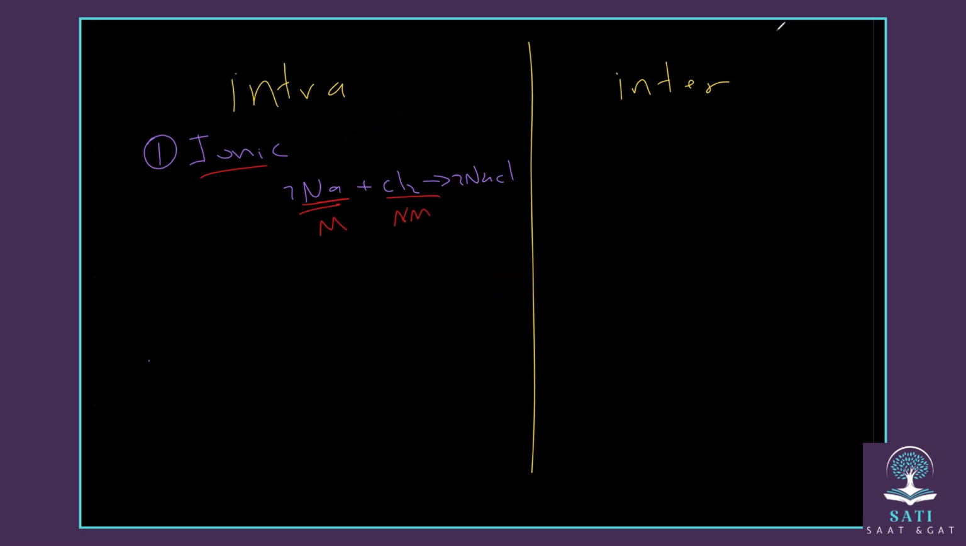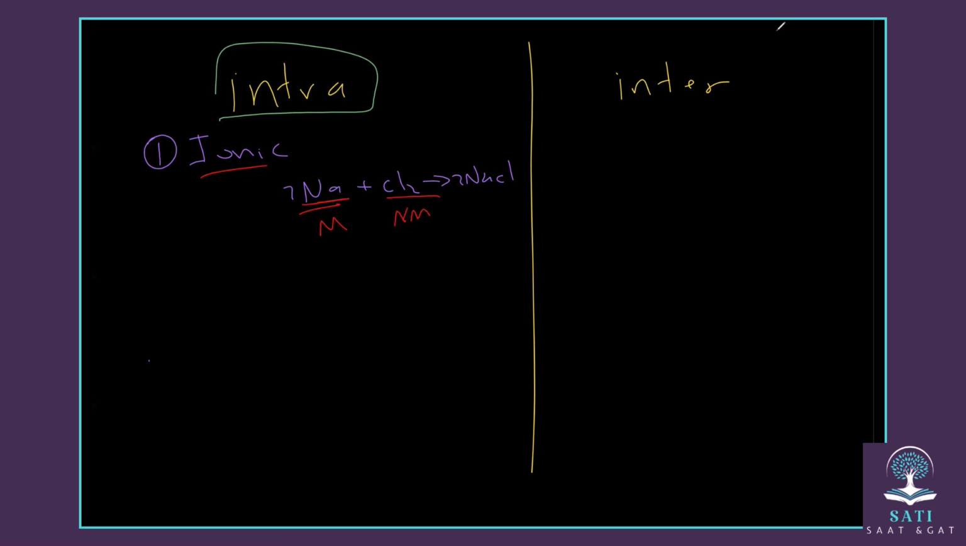This one is non-metal. So that means the attraction inside the molecule between metal and non-metal atoms, which is a result of losing and gaining electrons, is called an ionic bond, and it is the strongest intramolecular force. So we are talking about intra. That means we are talking about the bond that is inside the molecule.